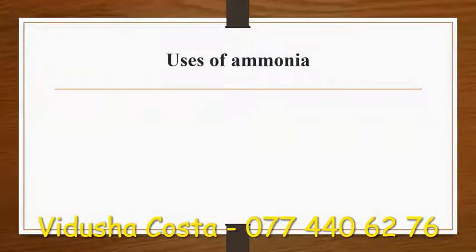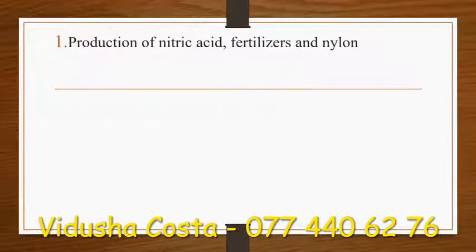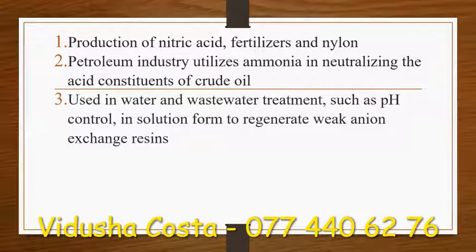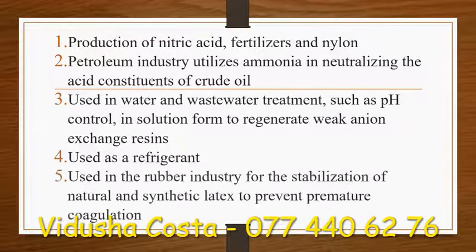Finally, you have to remember the uses of ammonia. Normally we use ammonia for the production of nitric acid, fertilizers, nylon, and we use them in petroleum industry to neutralize acid constituents of crude oil because ammonia is a weak base. Used in water and wastewater treatments such as pH control in solution form to regenerate weak anion exchange resins, used as a refrigerant, and used in rubber industry for the stabilization of natural and synthetic latex to prevent premature coagulation.